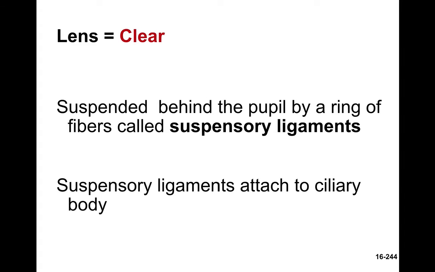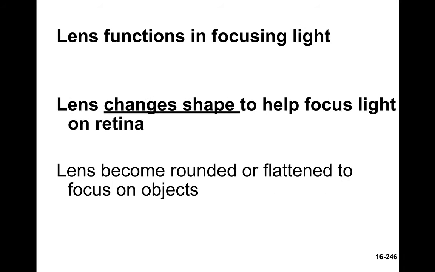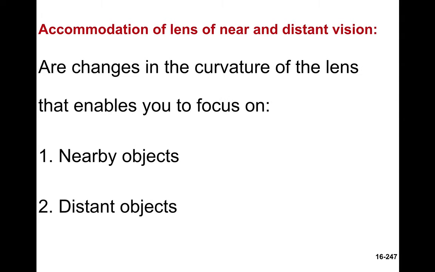They are suspended behind the pupil by a ring of fibers called suspensory ligaments, which attach to the ciliary body. The lens functions to focus light. The lens can change shape to help focus the light on the retina, and the lens can become rounded or flattened to focus on particular objects. The accommodation of the lens is the process of changing the curvature of the lens that enables you to focus on nearby objects or distant objects.